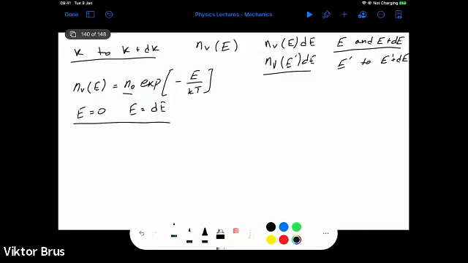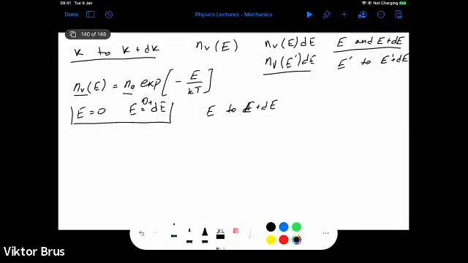However, if we increase energy, we exponentially reduce the number of molecules per unit volume in the interval from E to E plus dE. So here we can write 0 plus dE. So this is the highest value when we consider N naught.